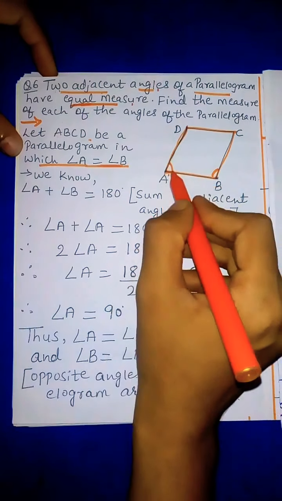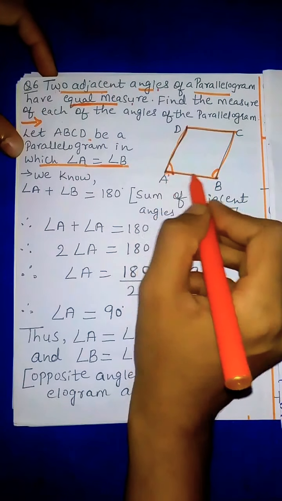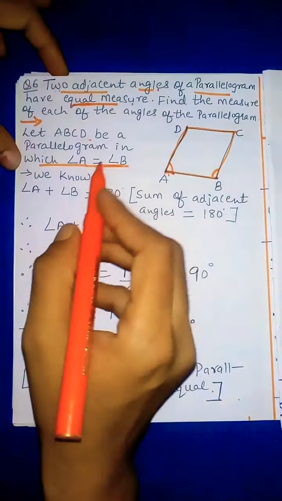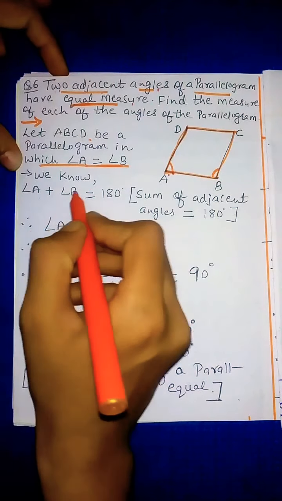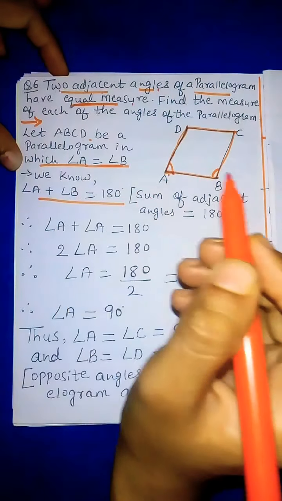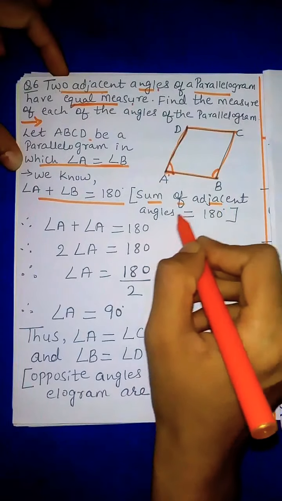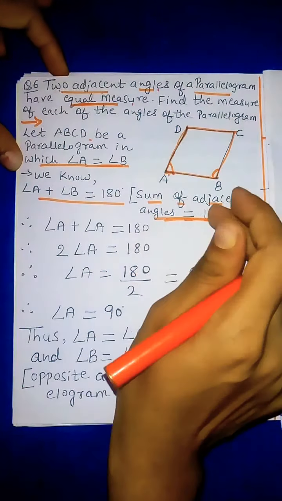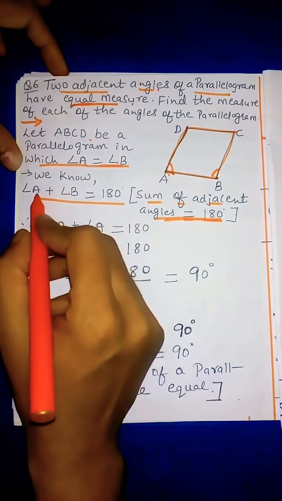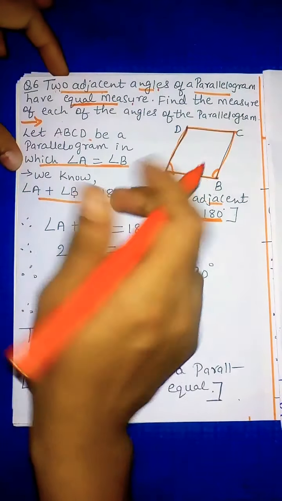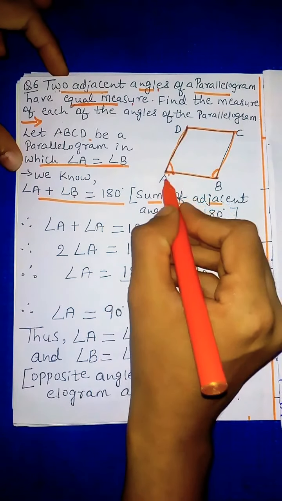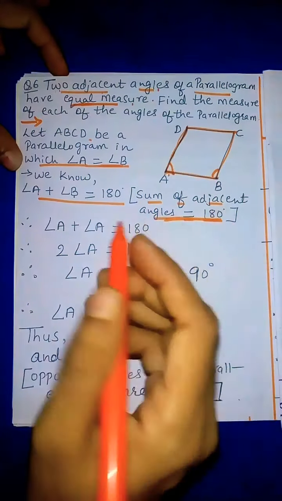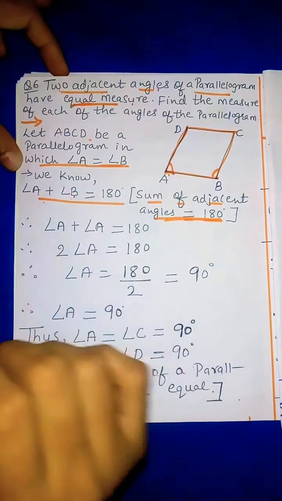Okay. Now we know that the total of adjacent angles is equal to 180 degree. So again we will use the property of parallelogram. We know that angle A plus angle B equal to 180 degree. Why? Because sum of adjacent angles is equal to 180 degree. So we can write that angle A plus angle B equal to 180 degree. This pair we have taken, angle A plus angle B, and that is equal to 180, because they are adjacent angles.